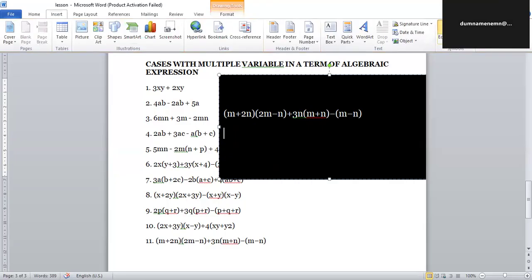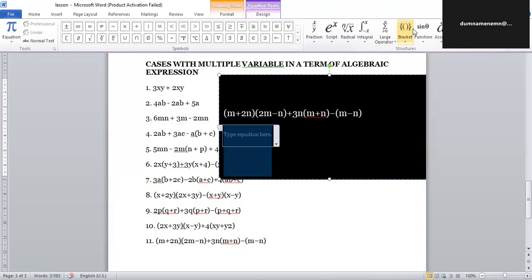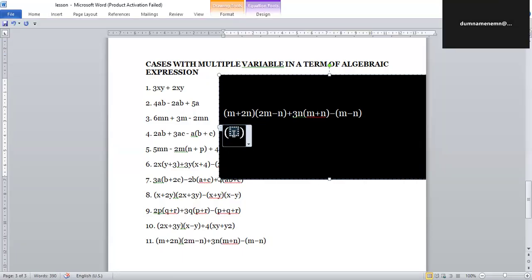All right, so now m multiply 2m, I'm going to have what? 2m squared. Then m multiply negative n, I'm going to have negative mn. All right, so we are done with the first term.